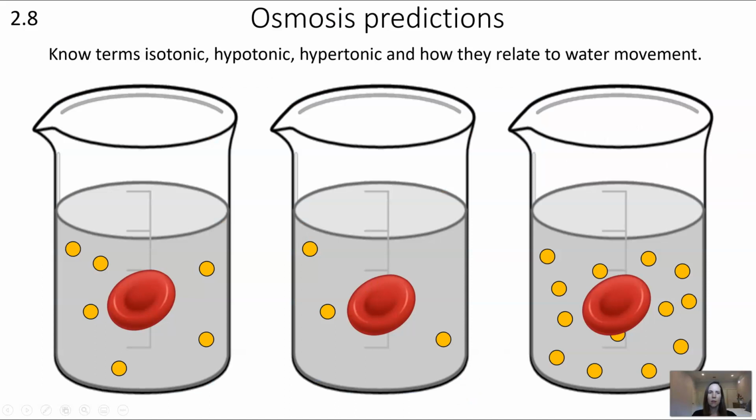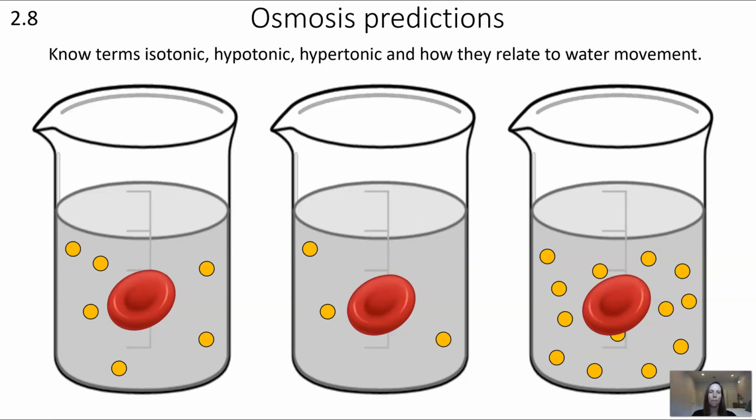All right, so let's make some predictions. And to make these predictions, incorporate the terms isotonic, hypotonic, hypertonic, and see which way you think the water is going to move in each of these conditions. On the left, we have a medium amount of solute. In the middle, we have a low amount of solute, and on the right, we have a high amount of solute. Because I told you to incorporate the terms isotonic, hypotonic, and hypertonic, we can assume that those terms each apply to one of these solutions.